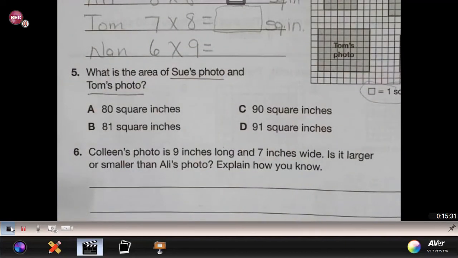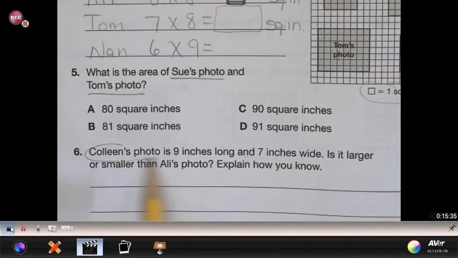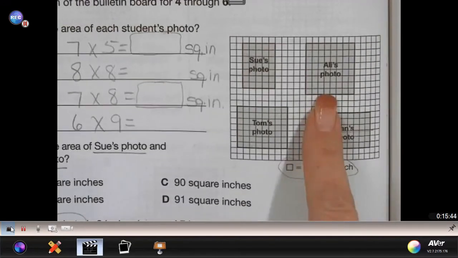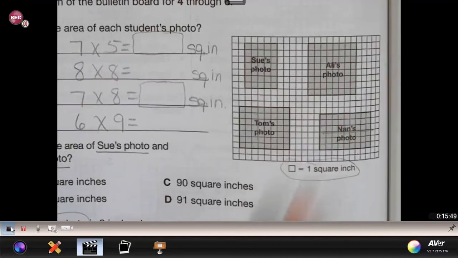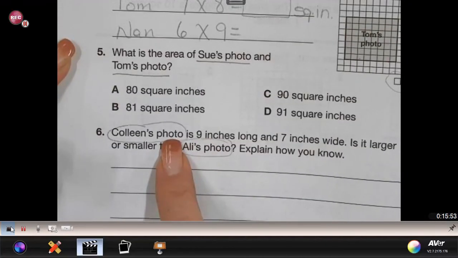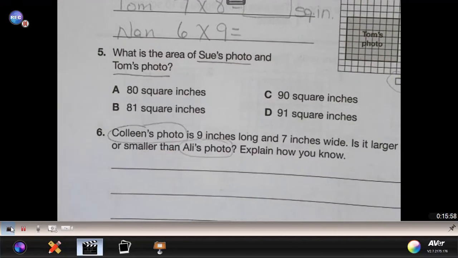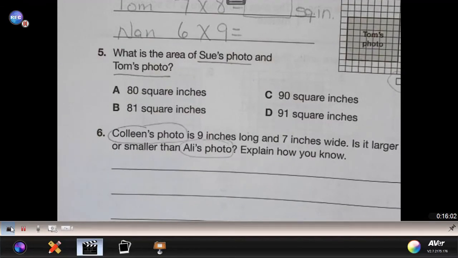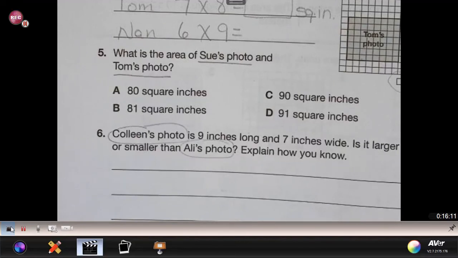Show that on a grid paper. Then you want to compare Colleen's photo's area compared to Allie's photo. Allie's photo is right here, and we're going to compare the total area of her photo compared to the total area of Colleen's photo. And explain how you know. So if you are comparing two amounts, one's going to be larger than the other. You want to find the difference between the square units of each one. Okay, so you're looking for the difference between one photo size and the other photo size. And if you remember, the word difference means you're subtracting the smaller amount from the larger amount. So think about whose photo is larger, and then you can use subtraction to find their difference.